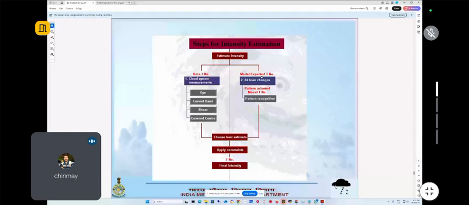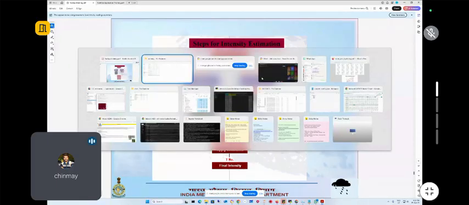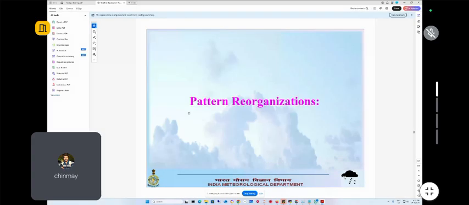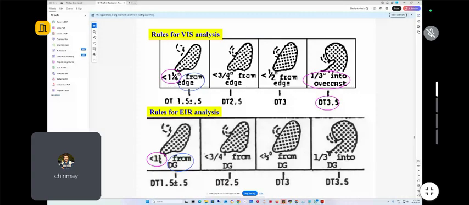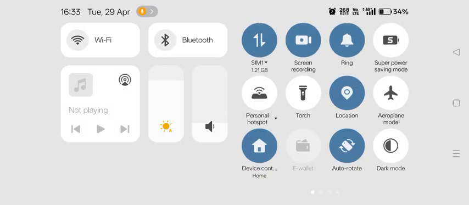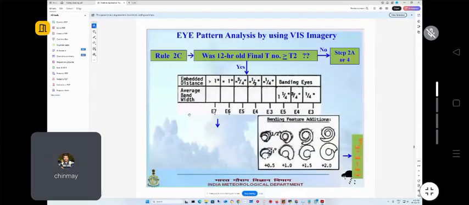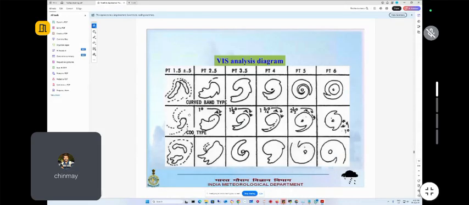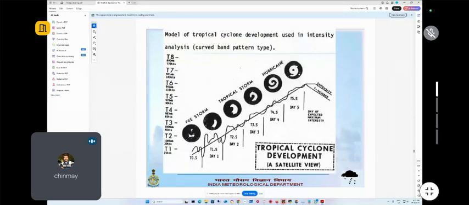Another T number is called the model expected T number. This model is not a numerical weather prediction model or simulation model. This is a simple model. This was the tropical cyclone development model proposed by Dvorak.